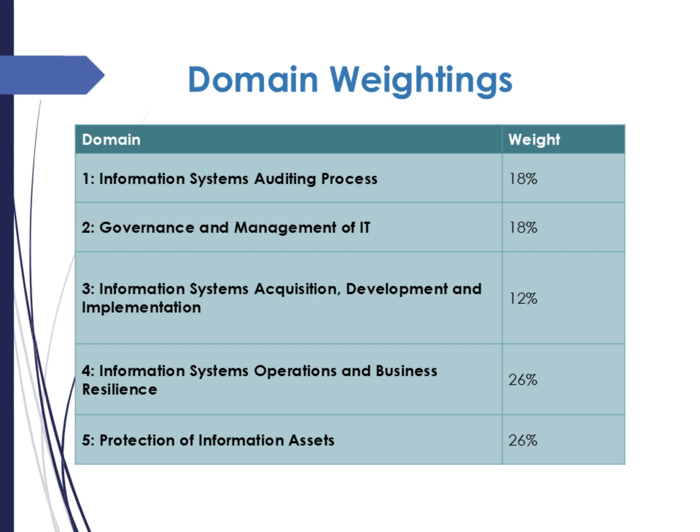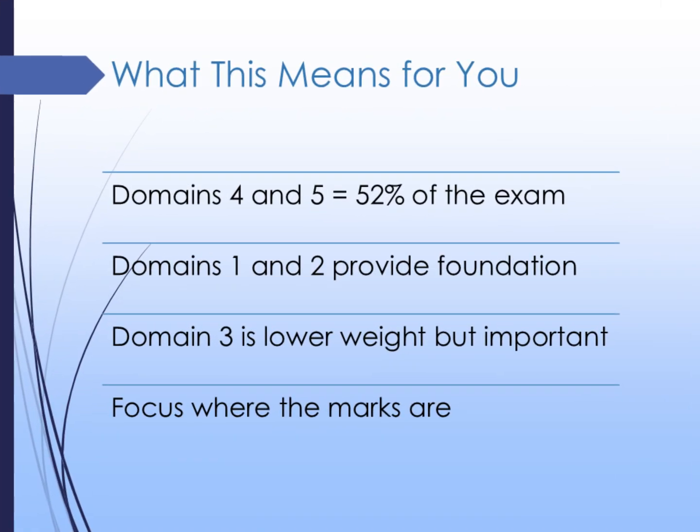So, what do these weightings actually mean for you as a candidate preparing for the exam? The first major takeaway is that domains 4 and 5 together make up more than half of the entire CISA exam, accounting for 52% of the total weighting. That means areas such as operations, resilience, incident management, business continuity, access control, security monitoring, and protection of information assets should receive a significant portion of your study time.